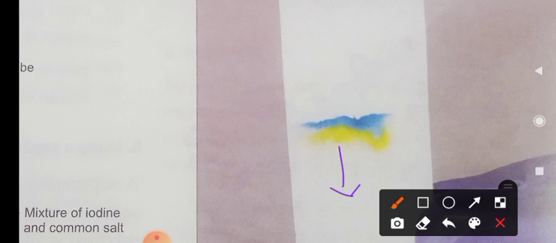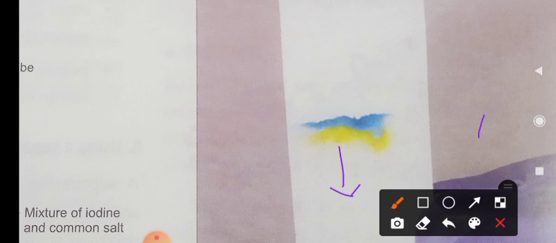The substance that is adsorbed. See, look at the spelling: adsorbed. I am not saying absorbed. The substance that is adsorbed is called the adsorbate, and the one at the surface of which it is adsorbed is called the adsorbent. So dye is held in fibers, no? There the dye is the adsorbate and the fiber is the adsorbent, that is holding the dye, isn't it? So that is called adsorbent. Do you understand this method?